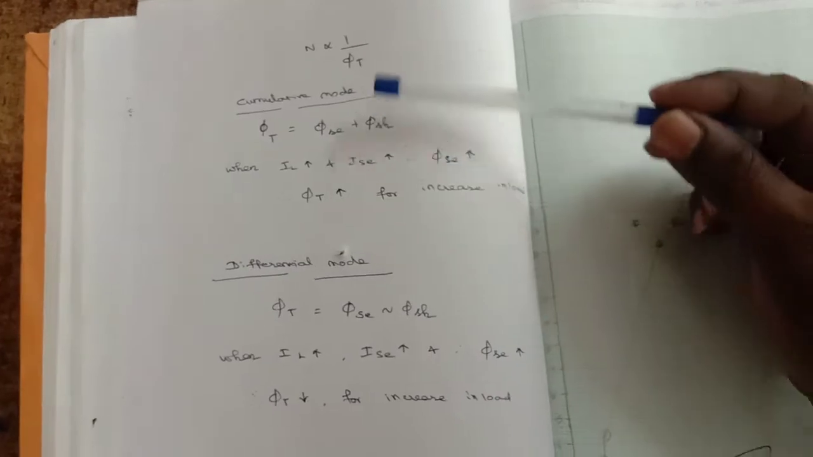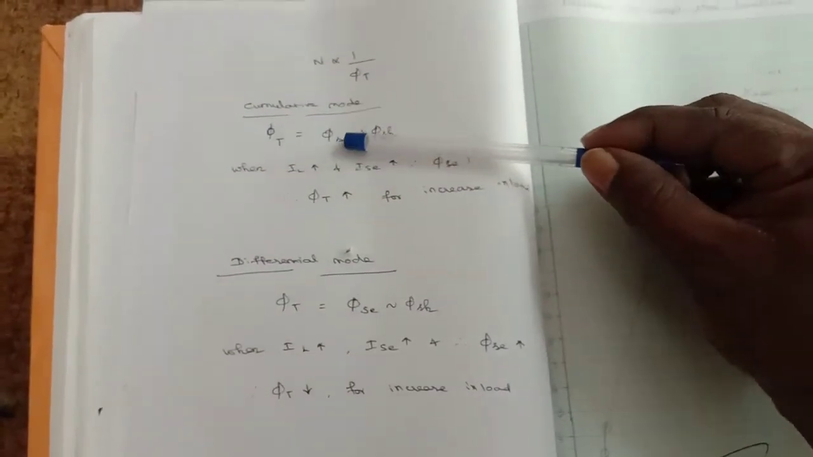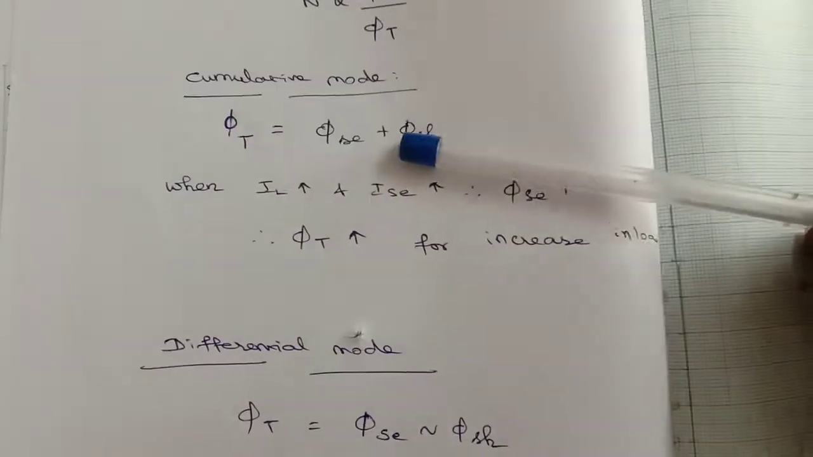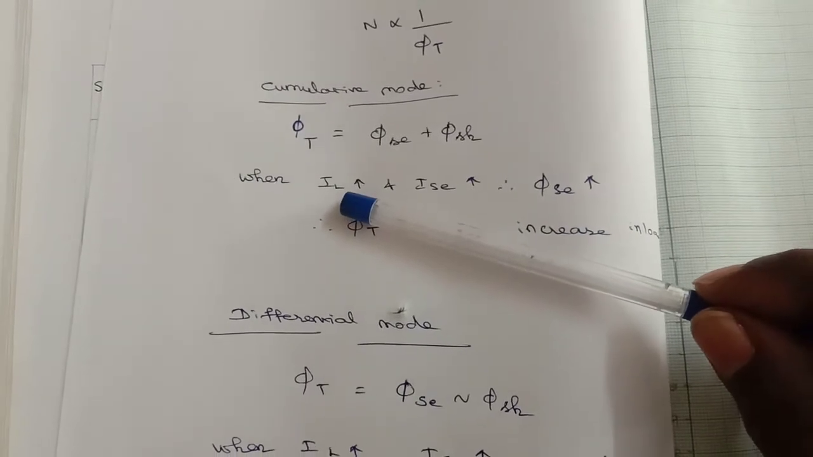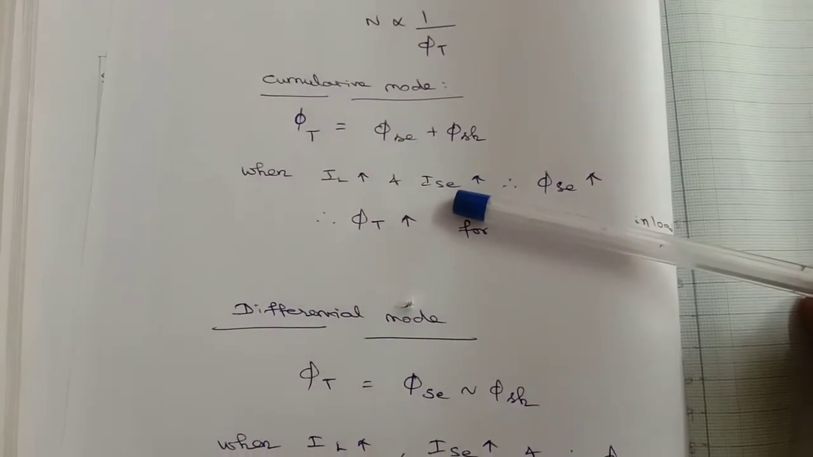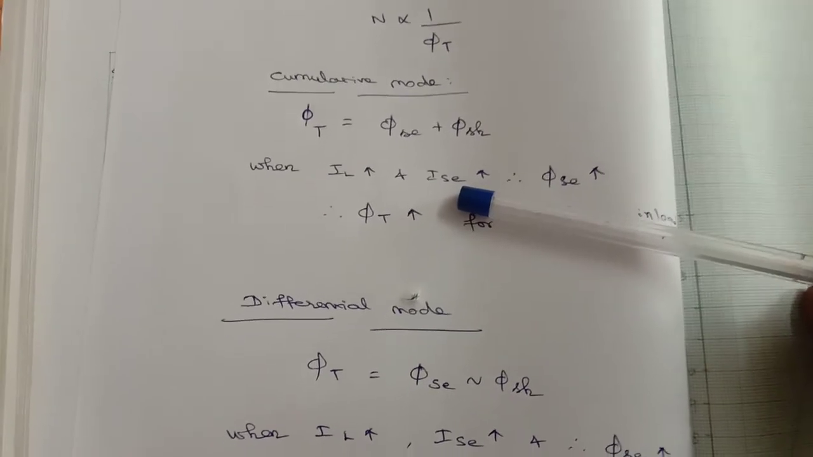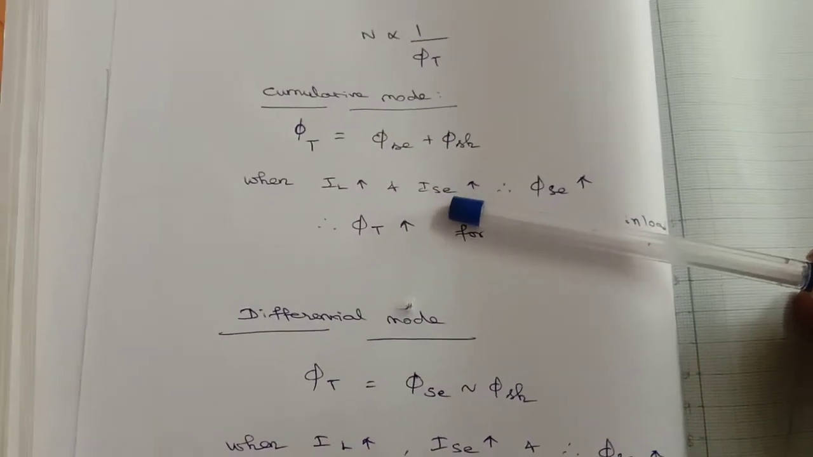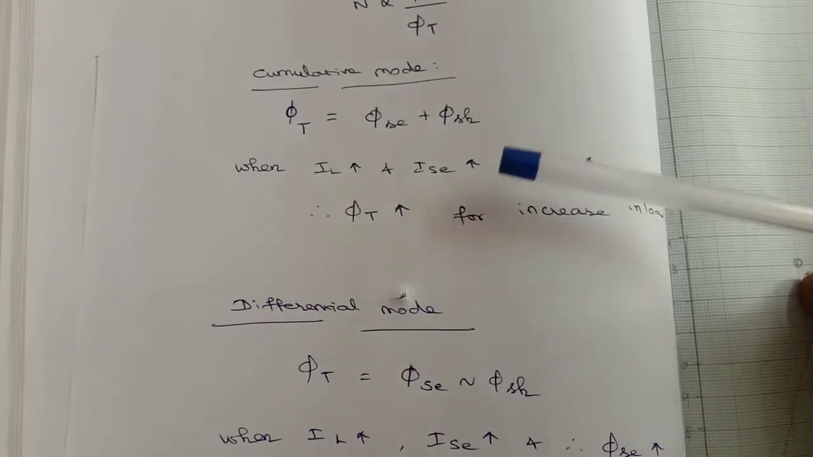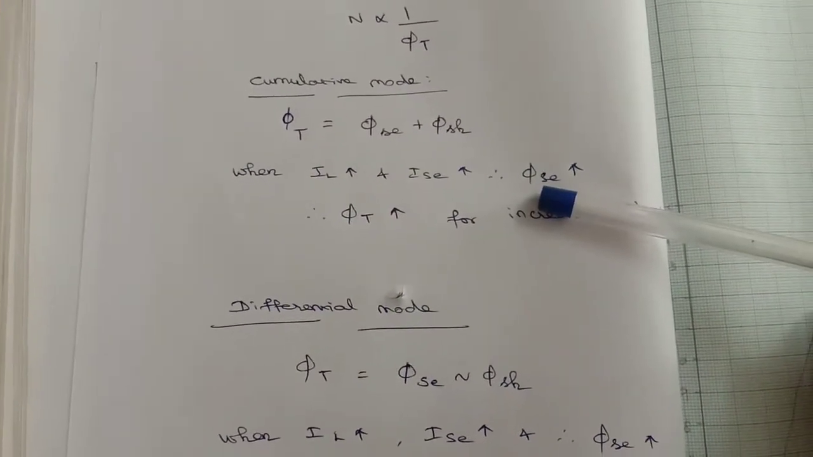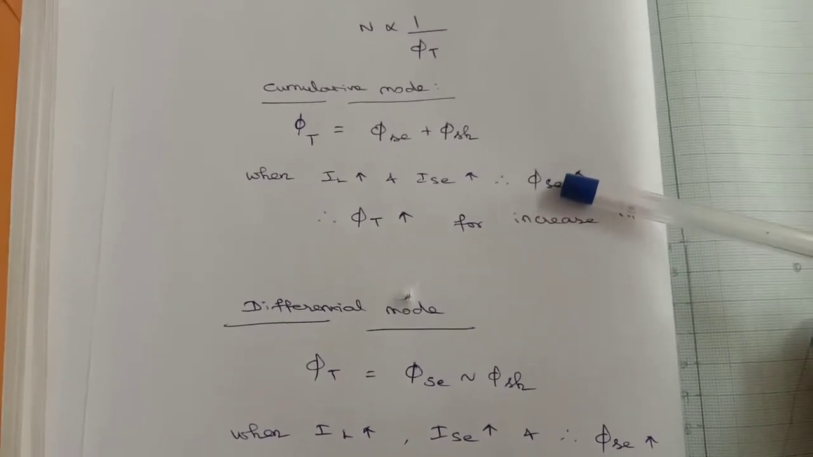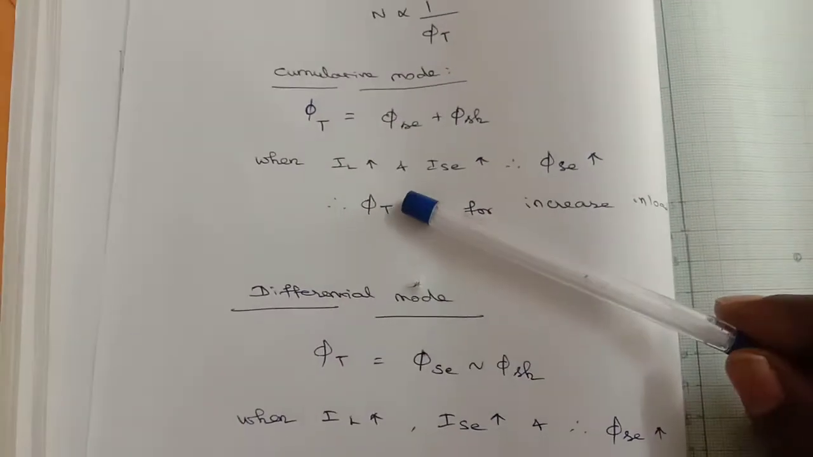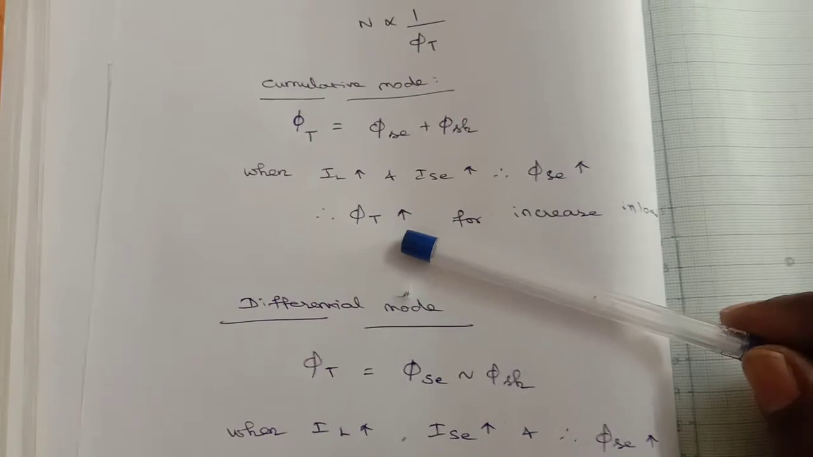So we have two types of connections, cumulative mode and differential mode. In cumulative mode, the two fluxes are additive, that is, phi SE plus phi SH is the total flux. For every increase in load, the load current increases. When the load current increases, the series field winding current, which is connected in series with the armature, also increases, so Ise increases and hence the series field flux increases. Since both the fluxes are additive, the total flux will increase.